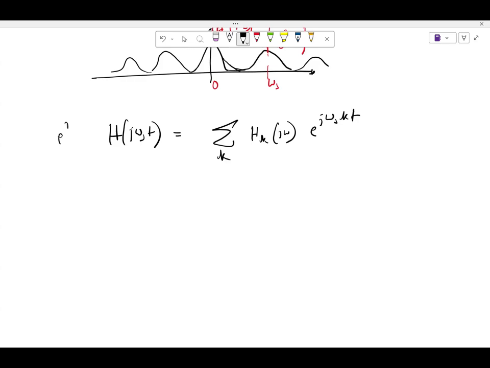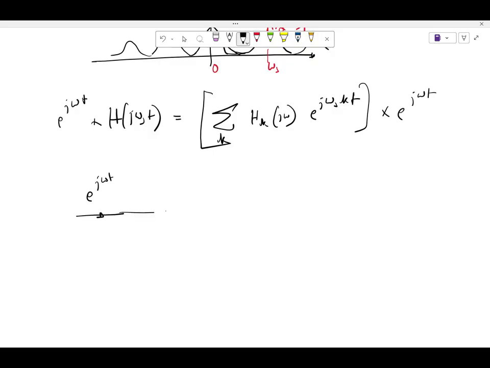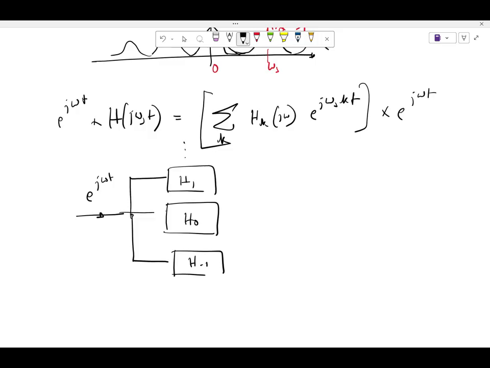So if I apply an input of e power j omega t, I will multiply everything with e to the power j omega t, right? So in a block diagrammatic sense, I can say that if you have an input that is e power j omega t, it is getting multiplied by a parallel combination of blocks. One is with H0, H -1, H1, and so on. H0 goes straight through.